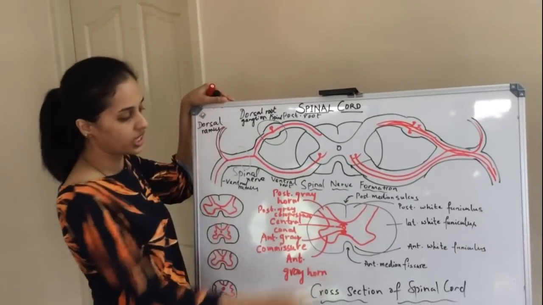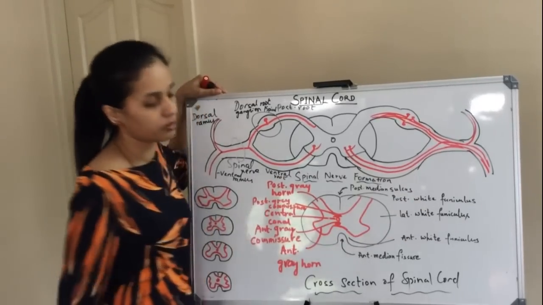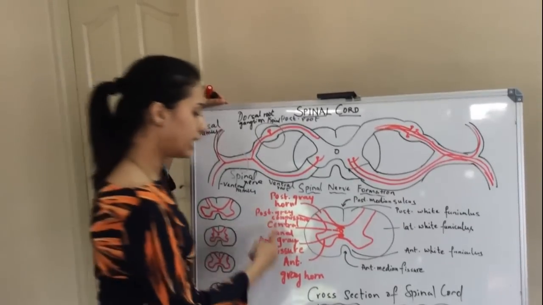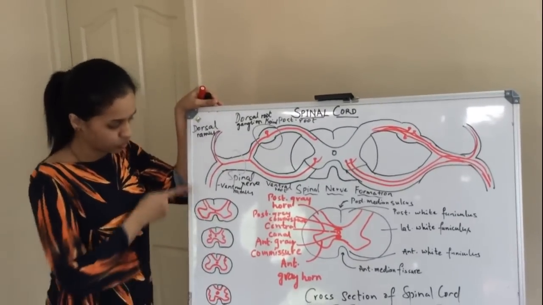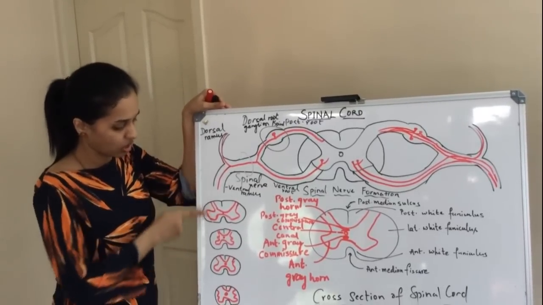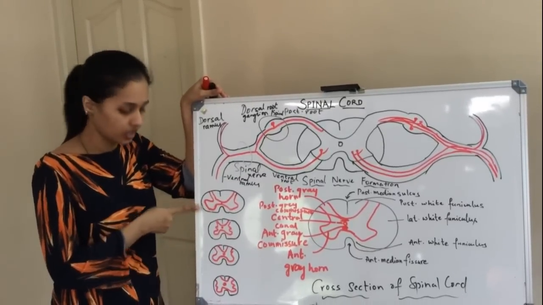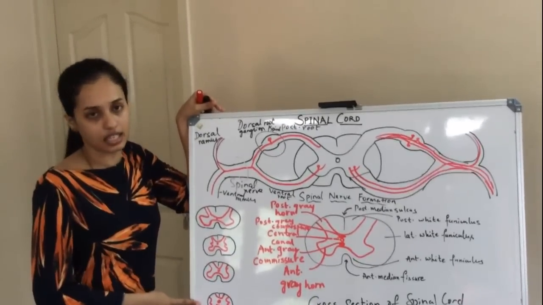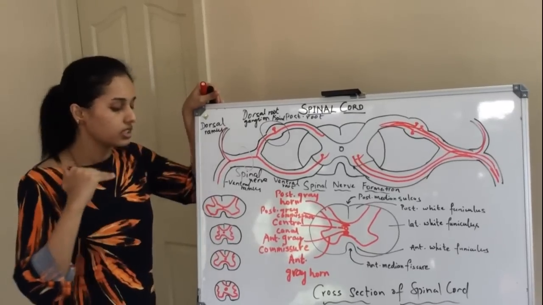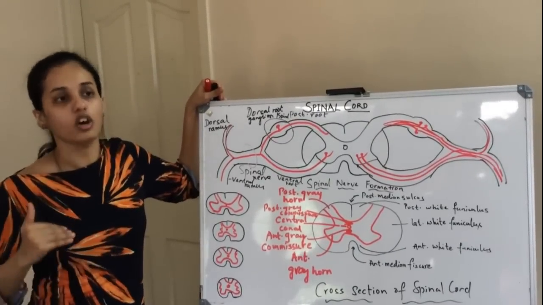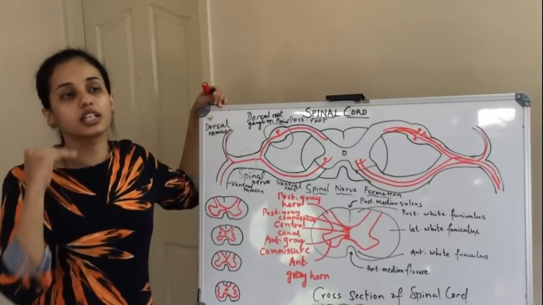In order to differentiate between the grey and white matter, the grey area is called a horn and the white area is called a funiculus. So this is the internal feature of the spinal cord. Now here I have drawn the cross section of the spinal cord at different levels. You know that there are four levels: cervical, thoracic, lumbar and sacral. How do you identify whether a section is taken at the cervical, thoracic, lumbar or sacral level? You have to keep in mind the amount of grey matter present at different levels.